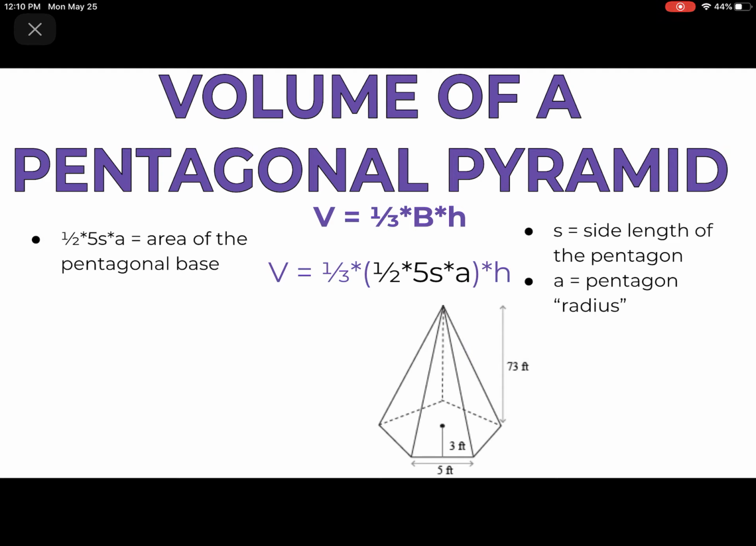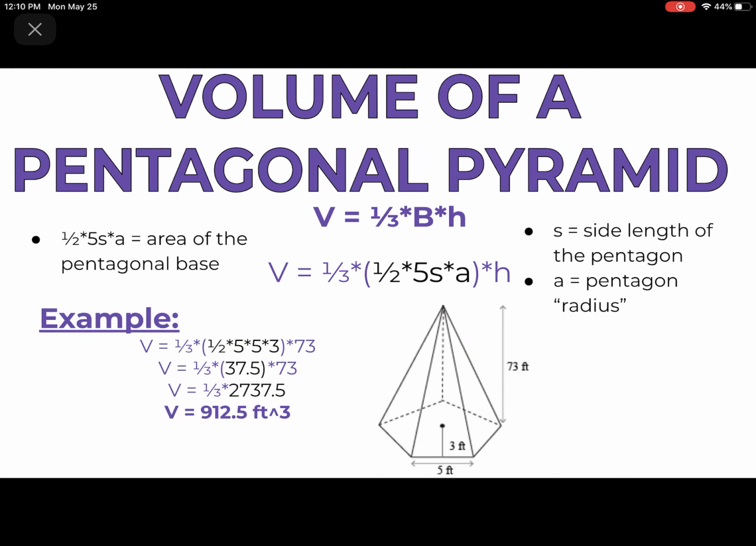So we're going to use this picture to start. We have volume equals 1/3 times 1/2 times 5, our side length, times 5 times 3, our apothem, all times 73, which is the height of the pyramid. So volume equals 1/3 times 37.5 times 73. 37.5 times 73 is going to be 2737.5. We're going to multiply that times 1/3. And our volume is going to equal 912.5 feet cubed, making sure we include that cube on our units.